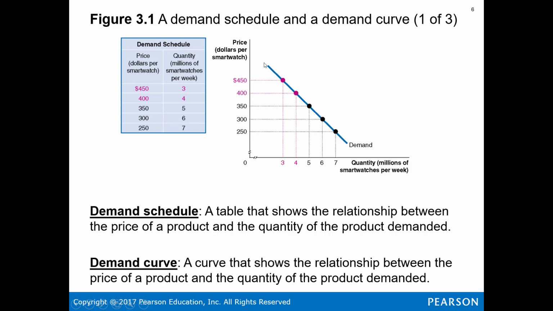So the demand curve, although this is a straight line, is actually downward sloping. A demand curve shows the relationship between the price of a product and the quantity of the product demanded. This is quantity of product demanded. This is price. As price goes down, quantity demanded goes up.